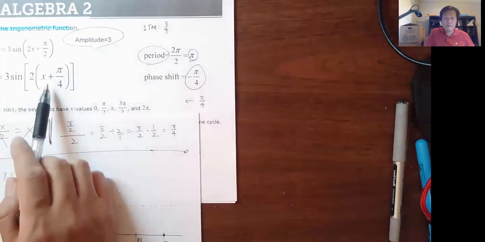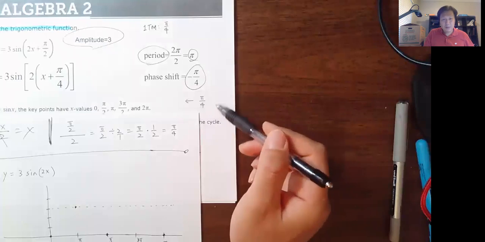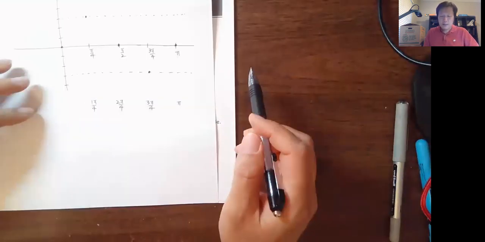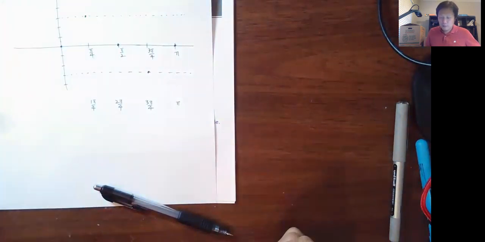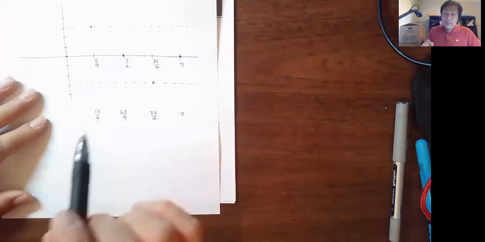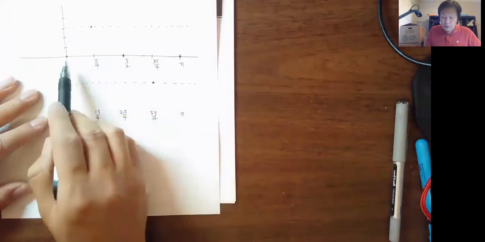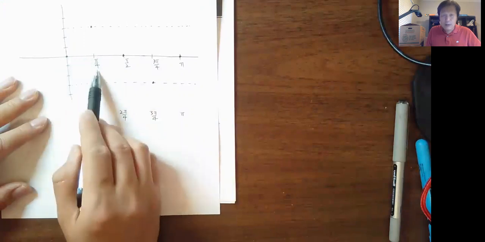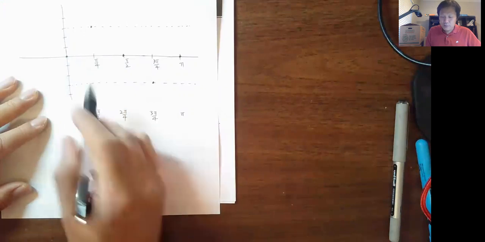We do have a phase shift. What does that mean? We have to move every point left by pi fourth. Every point here will have to move left by pi fourth. How do you do that? Well, you just move it left by pi fourth. In this case, it's easier. Why is it easier? One tick mark happened to be pi fourth. So it's very easy for you. You just have to move one tick mark to the left.